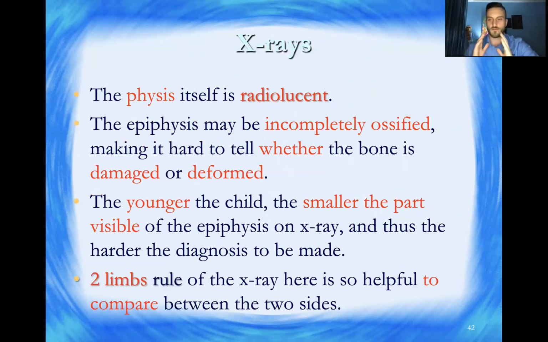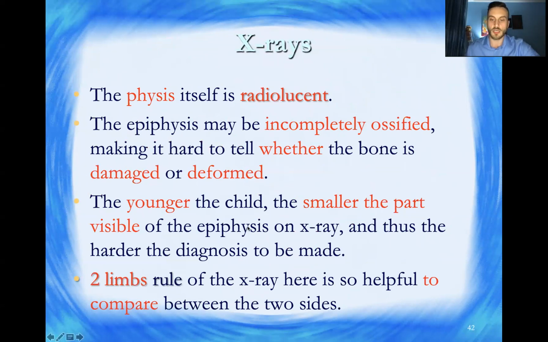The problem is physes are radiolucent. The epiphysis may be incompletely ossified. So at the start, the epiphysis is not ossified. Then there is a small point of ossification we can see on X-ray. It's called the ossification center. Then it starts to grow.